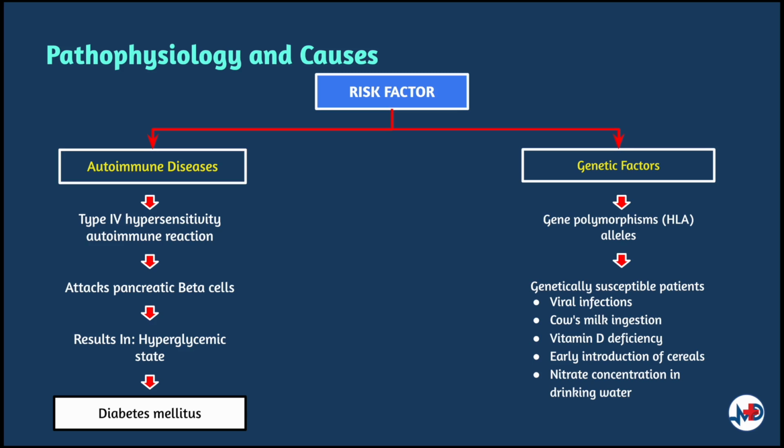The pathophysiology begins with a type 4 hypersensitivity autoimmune reaction, which attacks the pancreatic beta cells, eventually eliminating any insulin production by the beta cells. Destruction of the beta cells occurs over months to years, resulting in hyperglycemic states once 90% of the beta cells have been destroyed. By then, patients would be diagnosed as having diabetes mellitus. Although the causes are not fully understood, it is thought to be influenced by both genetic and environmental factors.